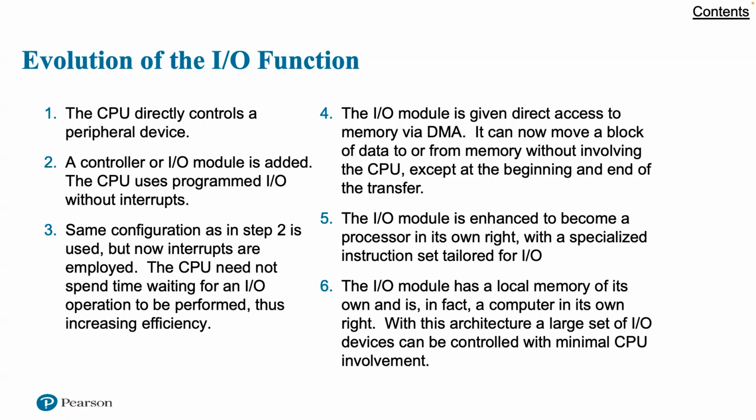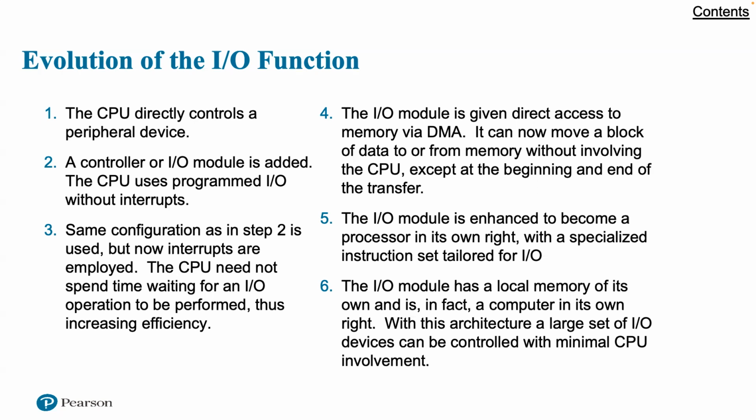Number five, the I/O module is enhanced to become a processor in its own right with a specialized instruction set tailored for I/O. The CPU directs the I/O processor to execute an I/O program in memory. The I/O processor fetches and executes these instructions without CPU intervention. This allows the CPU to specify a sequence of I/O activities and to be interrupted only when the entire sequence has been performed. And finally, number six, the I/O module has a local memory of its own, and is in fact a computer in its own right.